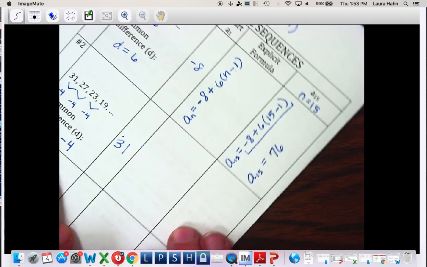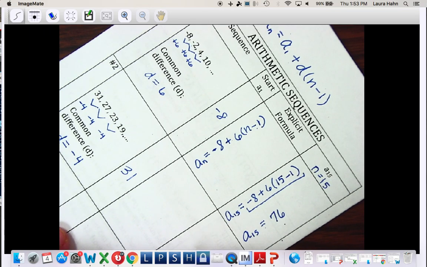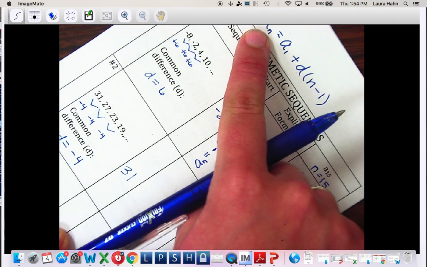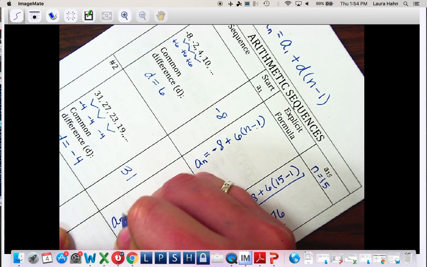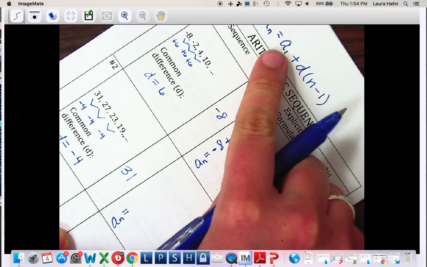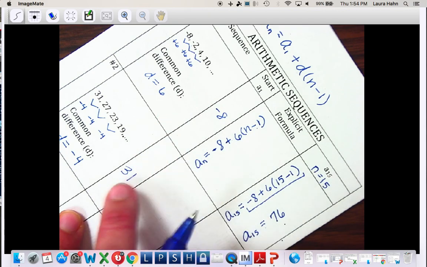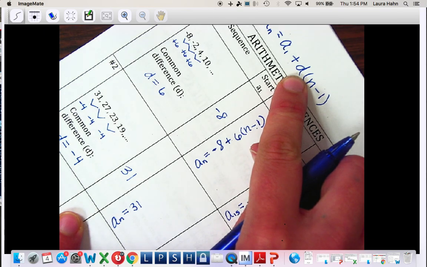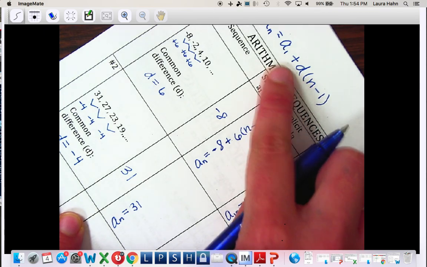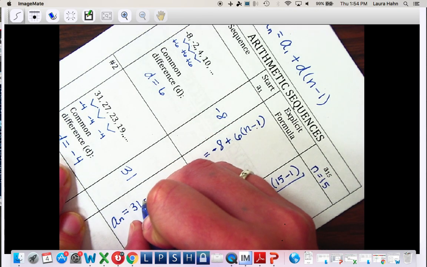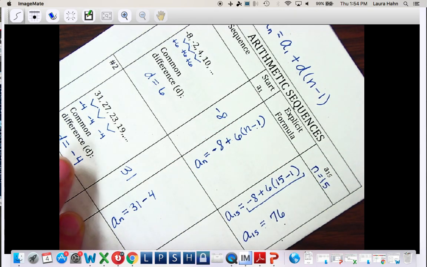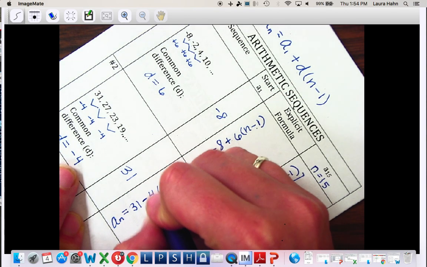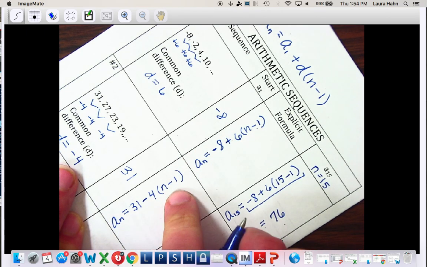Okay, so now we have to write our formula. Remember, I'm going to turn it kind of weird right here and write it long ways. We're going to follow the formula that you have written at the top of your page. It starts with A sub n equals, then it says A sub 1. Well, we know our very first term was 31, so that goes there. Then plus our common difference, but our D was negative, so instead of plus D, I'm going to put minus 4 because we were subtracting 4 every time. Then I need to put parentheses and n minus 1. All right, so here's my formula.